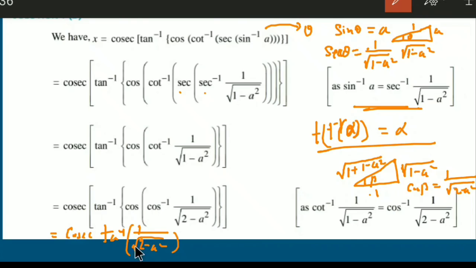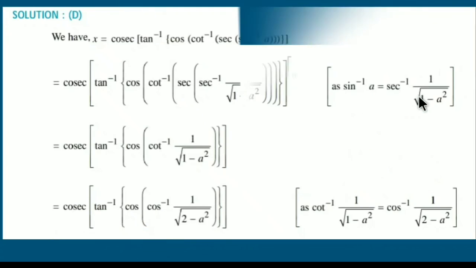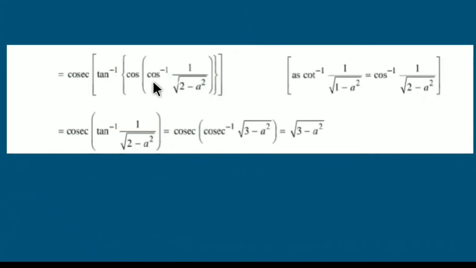And then once again, for this tan inverse you can convert into terms of cosec. So let's see how to tackle this. We say cosec of this one, and we can write tan inverse this in terms of cosec. That is the same process. You can say cot inverse 1 upon under root 1 minus a square, that is tan inverse. Here cosec of tan inverse gives cosec inverse under root 3 minus a square, and hence x equals under root of 3 minus a square.